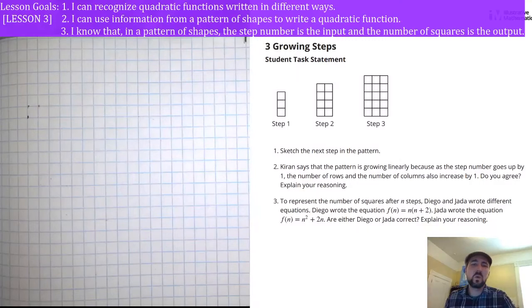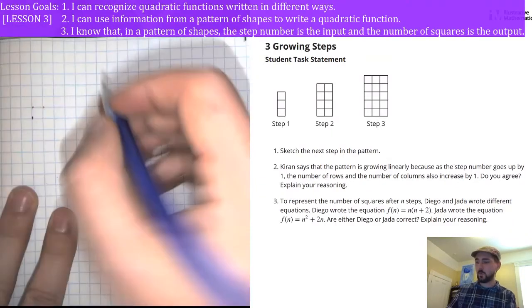Hey everyone, welcome to lesson 3, problem 3. This is the last problem in the lesson for today. So let's dive right in.